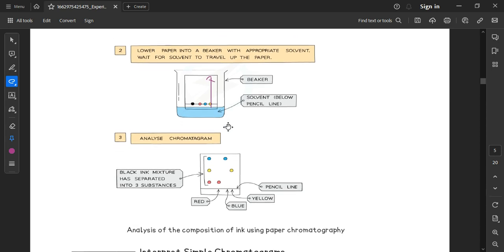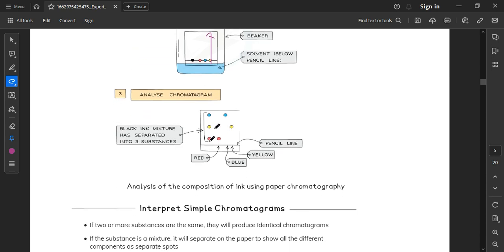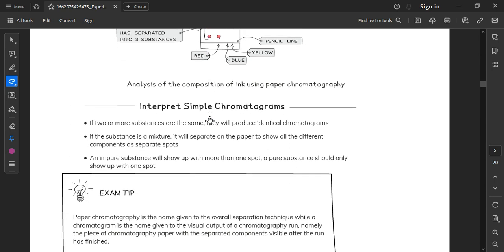Then you analyze the chromatogram. Okay, so black has red, yellow, and blue. Red is red, blue is blue, and yellow is yellow. So we can conclude that black is made using a mixture of red, yellow, and blue.